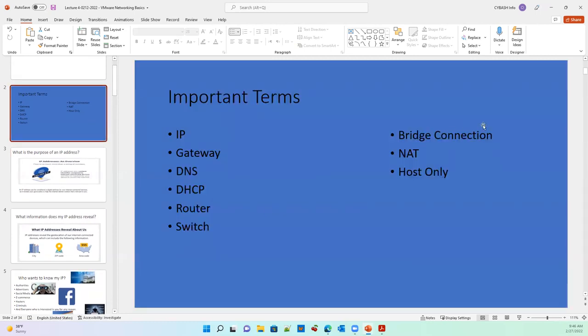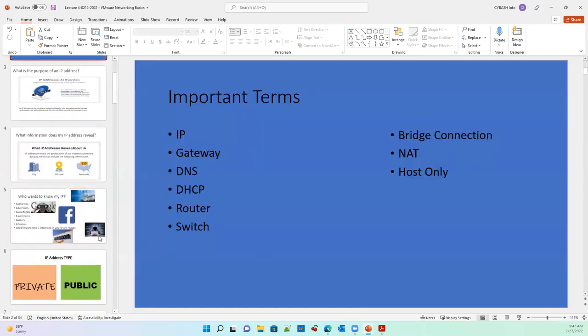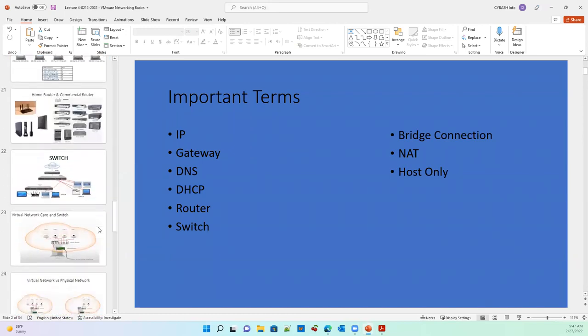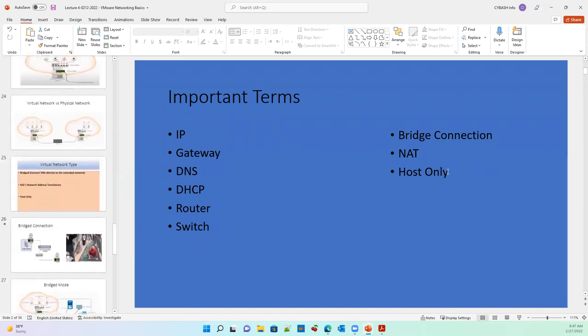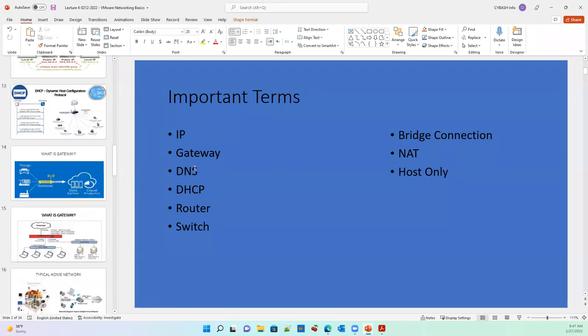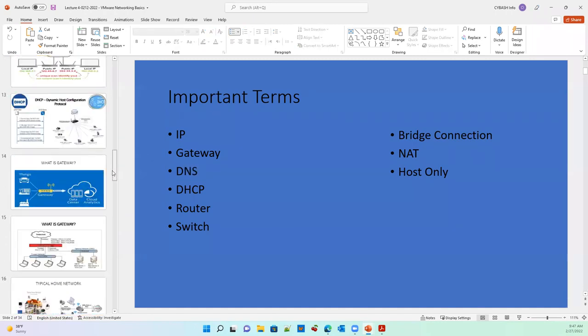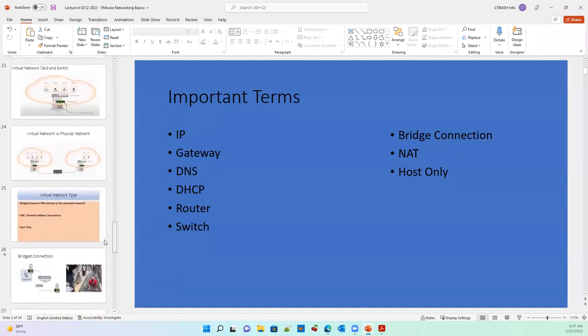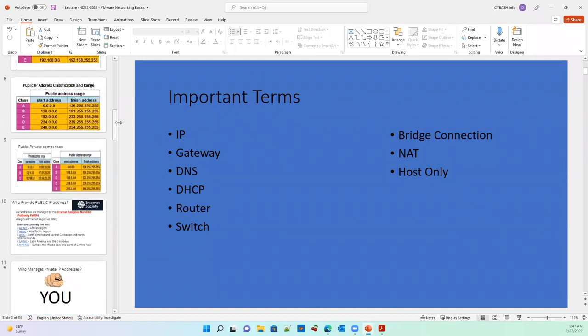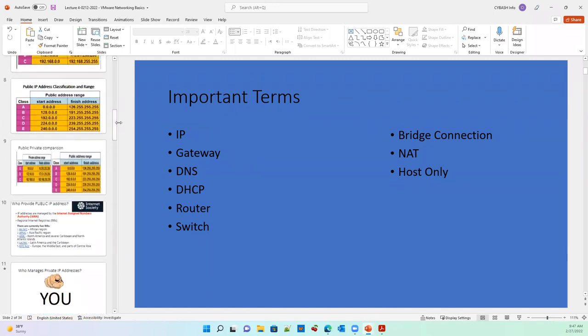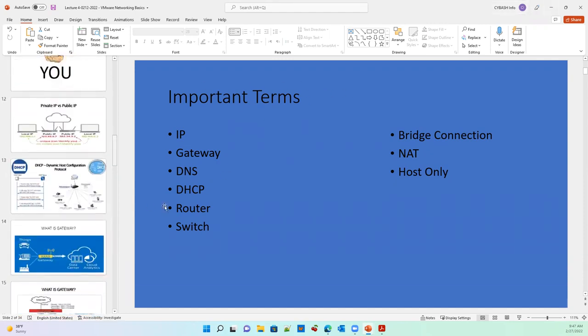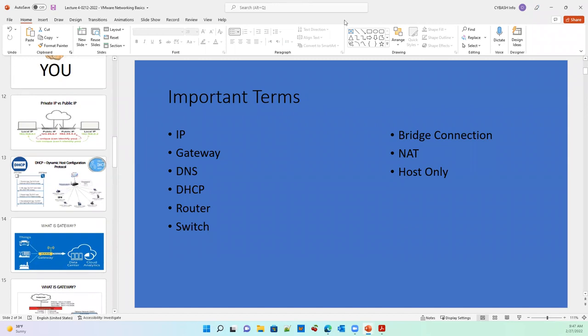So NAT, the bridged connection, is related to virtual network. Host-only is also related to virtual network, and we can talk about DNS. And then we will get into virtual network configuration, because that will help you do lab exercises in future classes. Okay, so DNS is basically, let me bring my whiteboard.